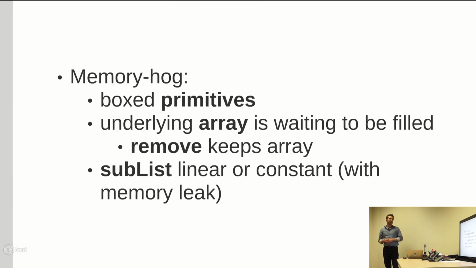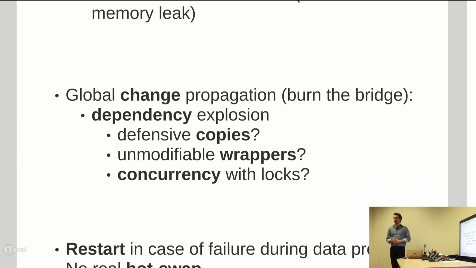Our other concern is that it's a real memory hog. Whenever you try to insert primitives into it, then they are boxed, requiring additional memory. Also, the underlying array that stores all these elements is almost always bigger than the actual elements that it's storing. And this array is waiting to be filled. Also, if you remove elements from the end, for example, you want to use it as a stack, the underlying array will not be resized, causing also memory leaks. And if you have a sublist, which keeps a small part of the array, it can either be linearly implemented or in constant time.